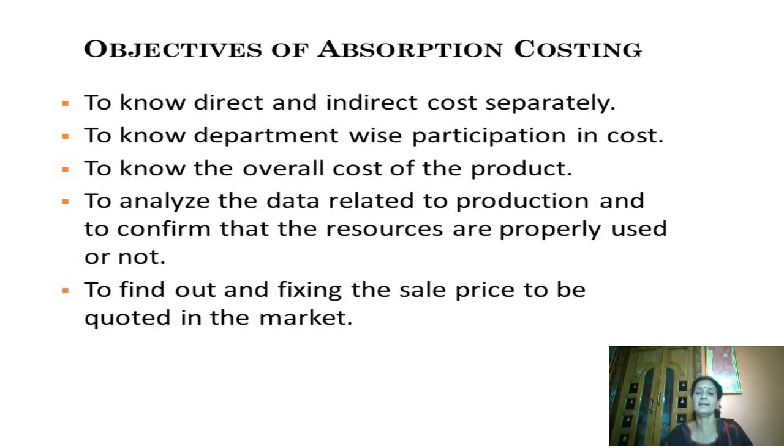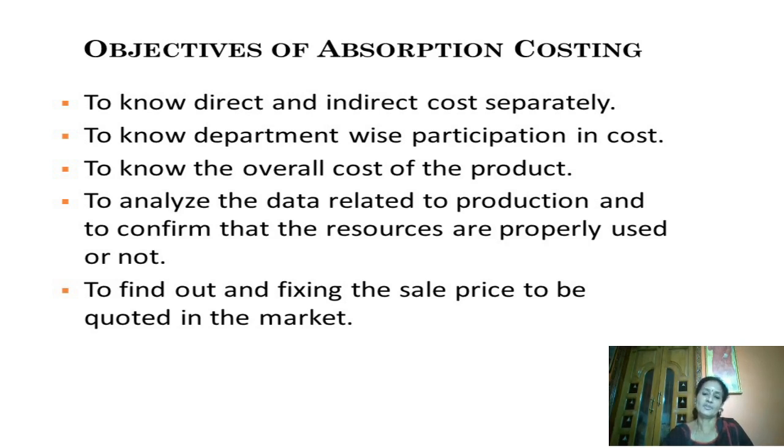What are the objectives of absorption costing? To know direct and indirect costs separately. So while accounting we will be taking direct cost separately and indirect cost separately. So we'll come to know how much we have incurred directly and how much indirectly. To know department wise participation in cost. Since in absorption costing we are going to find out per unit cost per department, category wise, we'll come to know what each department has incurred cost wise.